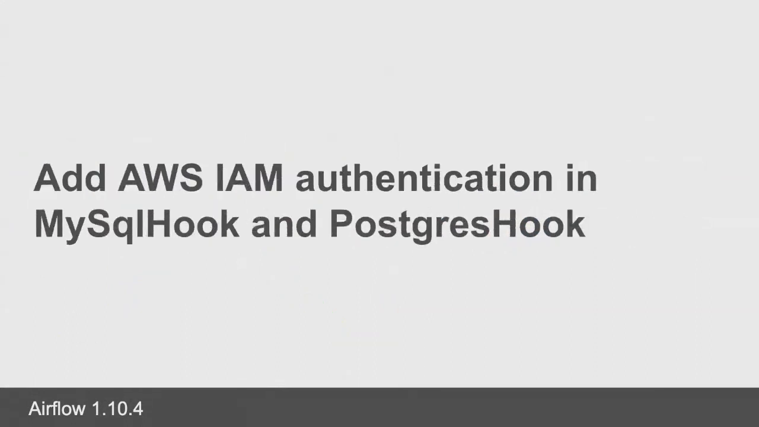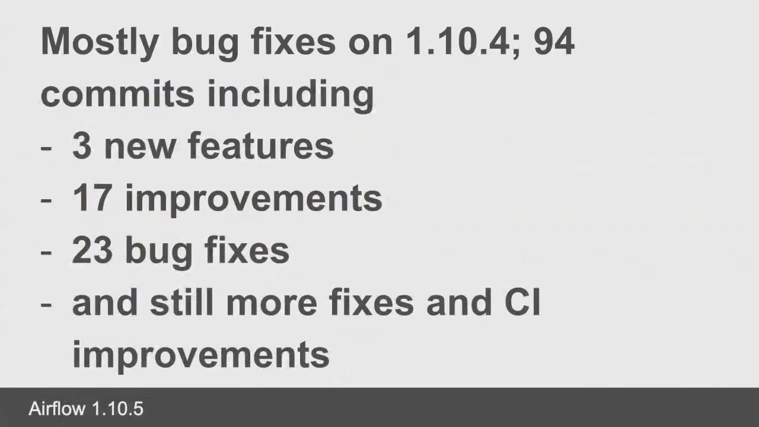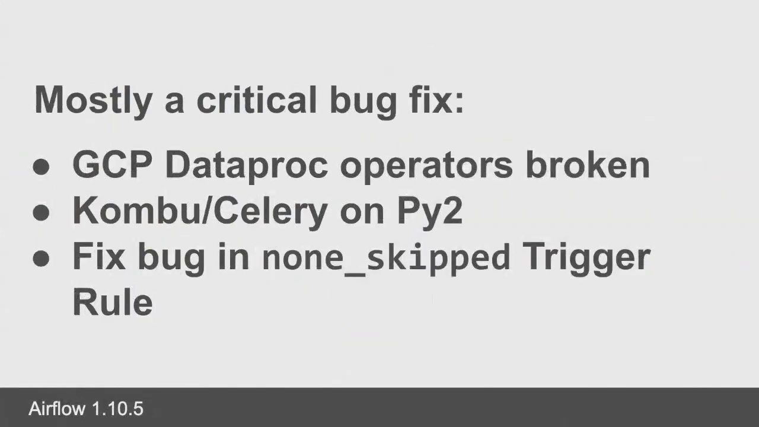If you use AWS RDS, you can now do Postgres and MySQL via the IAM thing rather than having to hard code a username and password. You can use AWS IAM auth to get a temporary credential for 5 minutes, which is quite nice. Then that brings us on to 1.10.5, which was released at the end of August, and this was mostly some critical bug fixes for things that happened in 1.10.4.